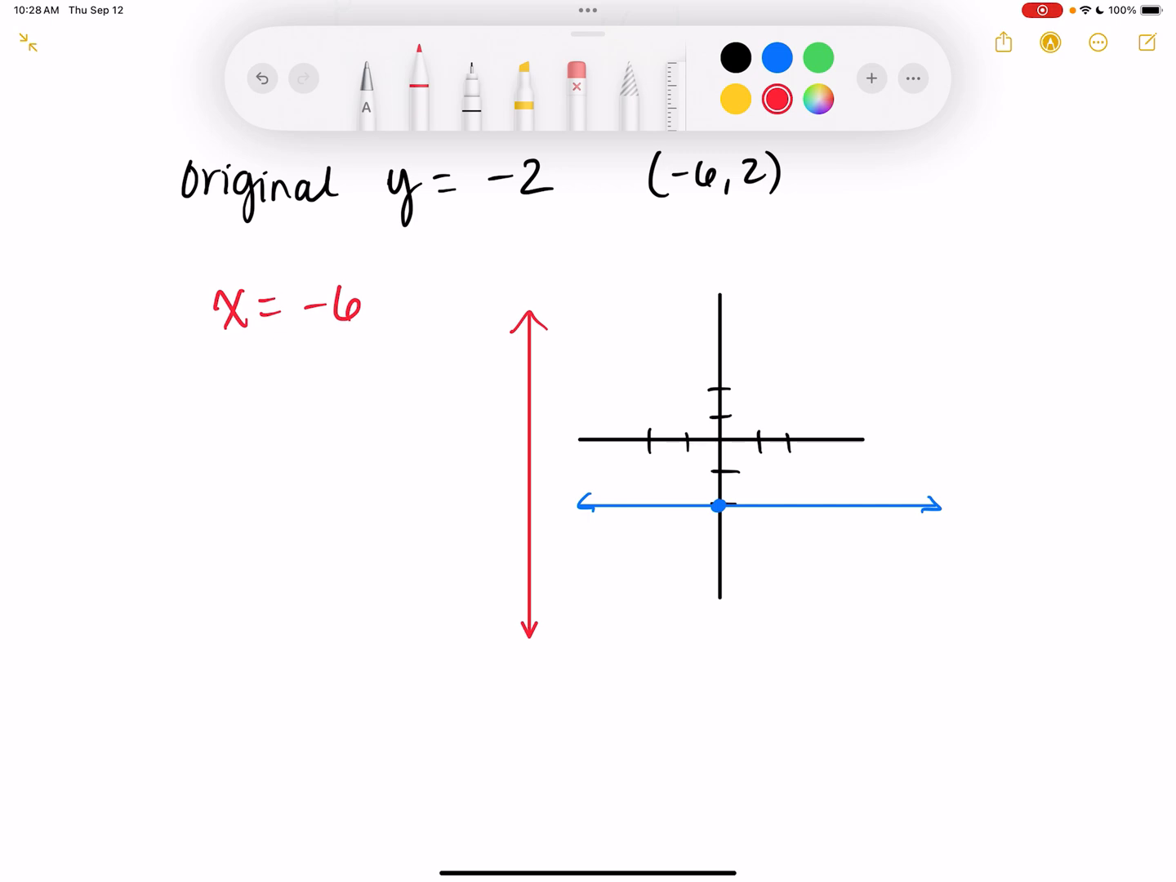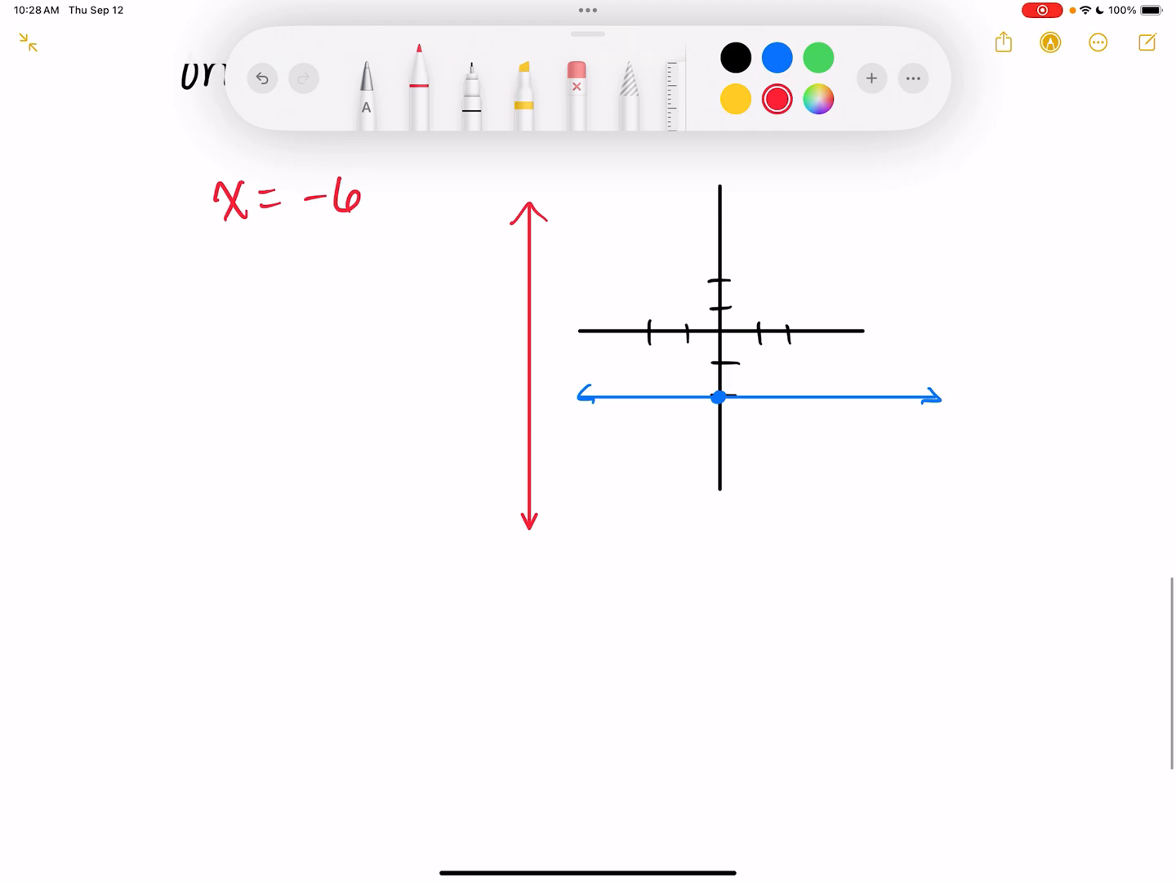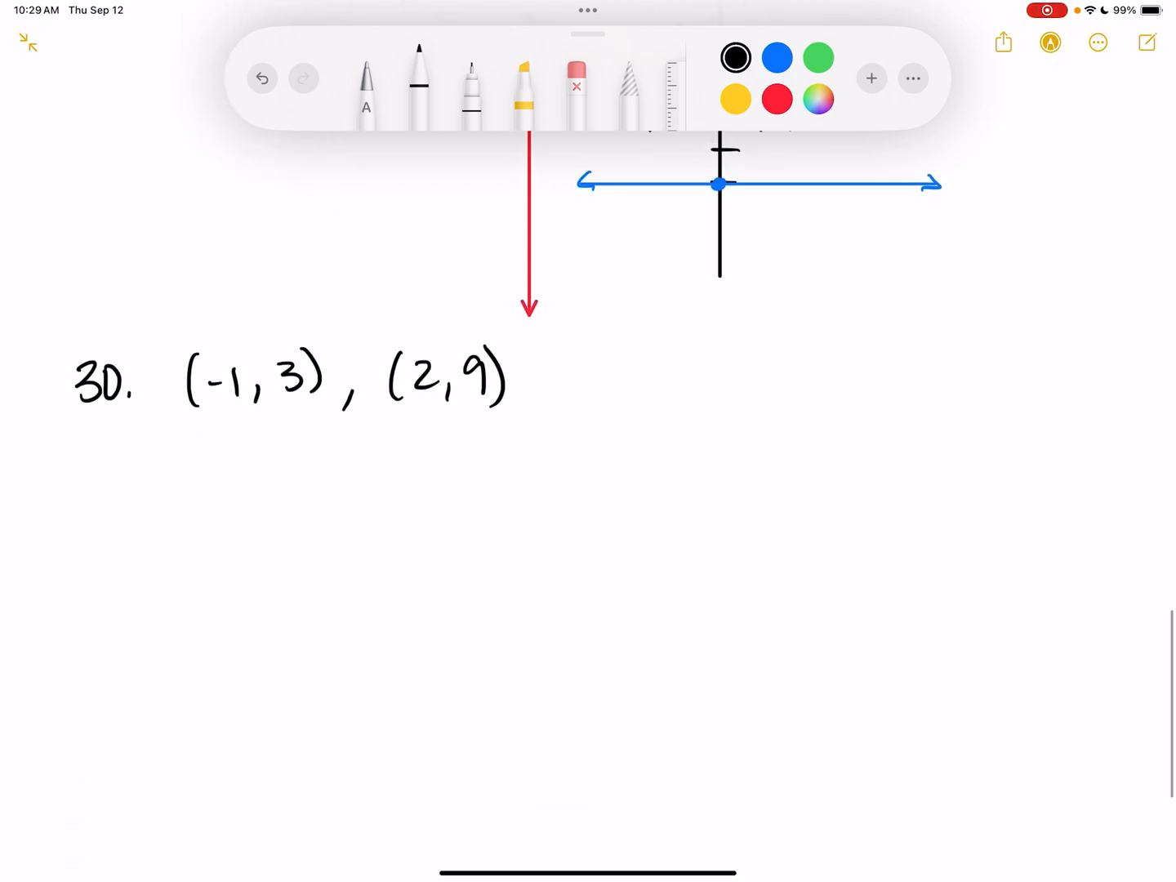Last couple here. Write an equation of the line that passes through the given points, plural. So they give us 2 points, -1, 3, and 2, 9 are my 2 points. So I need to write an equation of a line. They don't specify in what form. But what do I need to do first? Find the slope.